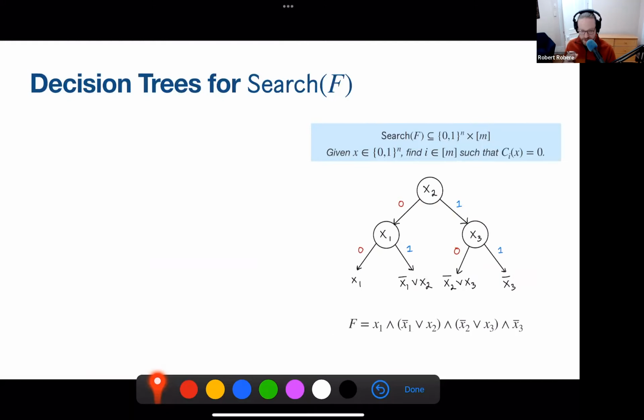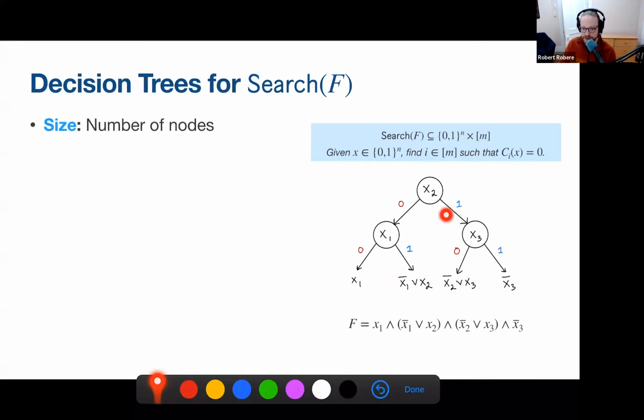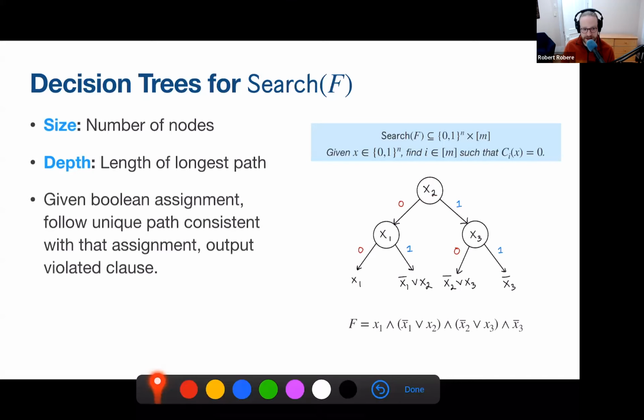Now, the query complexity analog that we'll see for these resolution proofs are decision trees for this search problem. Okay, so probably we all know what a decision tree is. The basic idea is that we query some input variables of our assignment, and each query tells us what the value of the variable is, and then at the leaf we want to output something. So the size of the decision tree is going to be the number of nodes. The depth will be the length of the longest path. And the idea is that, given a Boolean assignment to these variables, we'll just follow the unique path in the tree that's consistent with that, and then just output whatever's on the leaf here.